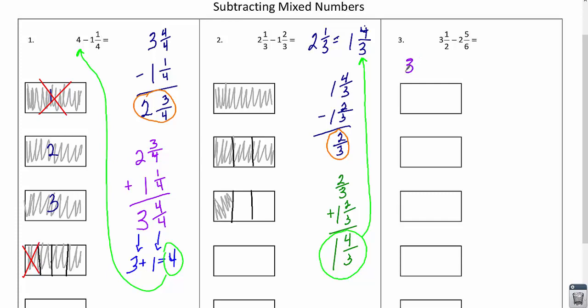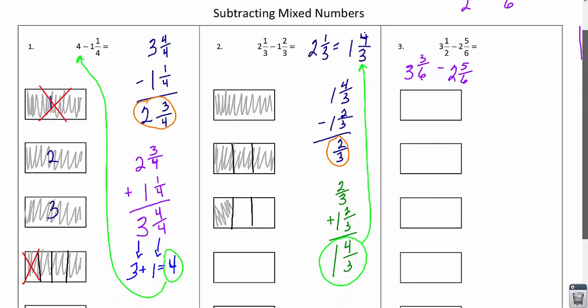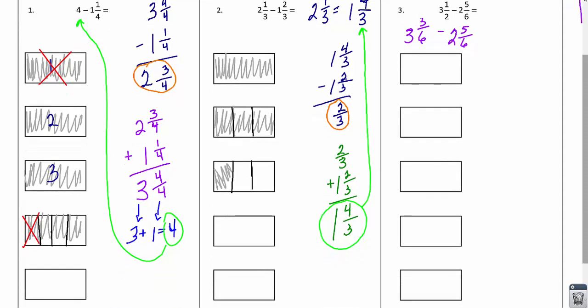And you've had a lot of rewriting practice. We're going to rewrite this as 3 and 3/6 instead of 1/2, because we know that 1/2, if you're changing it into sixths, well, 2 times 3 makes 6, so 1 times 3 makes 3. Now we're going to take away our 2 and 5/6. Again, you can see our problem brewing here. We're trying to take away more sixths than we have.